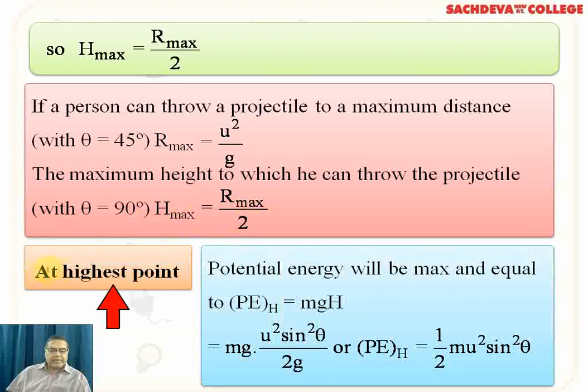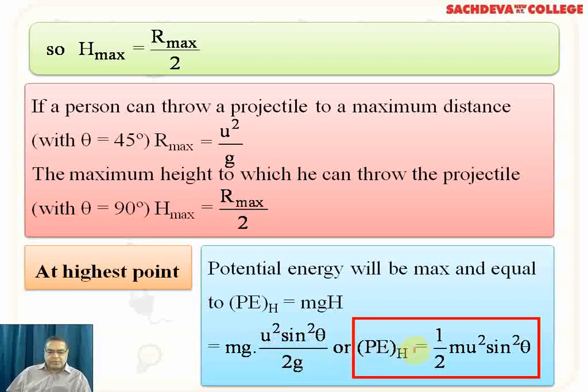At the highest point, potential energy will be maximum, and the kinetic energy will be converted into potential energy. And this potential energy at the highest point is mgh. Now this is equal to mg, and for h we have computed the value, that is u square sine square theta over 2g, or potential energy at the highest point is half m u square sine square theta. u sine theta is basically the vertical component. We have taken the square of the number.